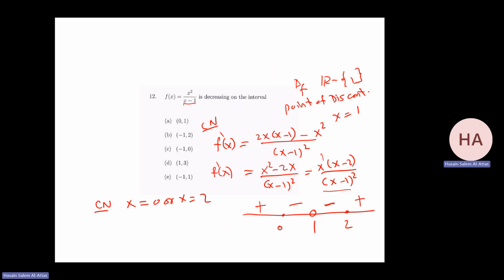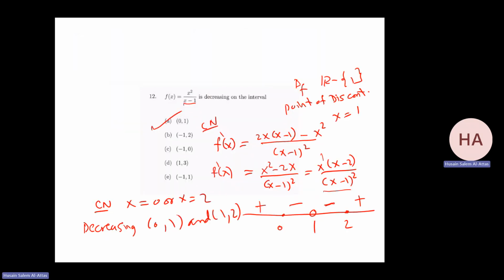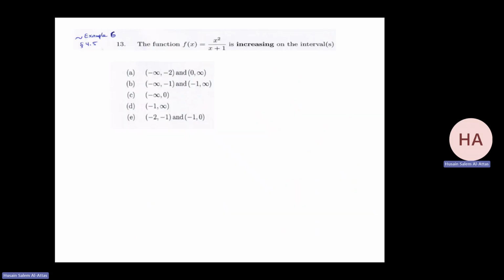What they want is decreasing. Decreasing, I have what? Like what we did before, 0 to 1 and 1 to 2. You cannot say both of them. You can say one of them. So I have 0 to 1, which is the correct one. Okay. I cannot say from 0 to 2. 0 to 2 is wrong, because at 1 it is not defined. The function is increasing in this interval. Okay, we'll do the same.